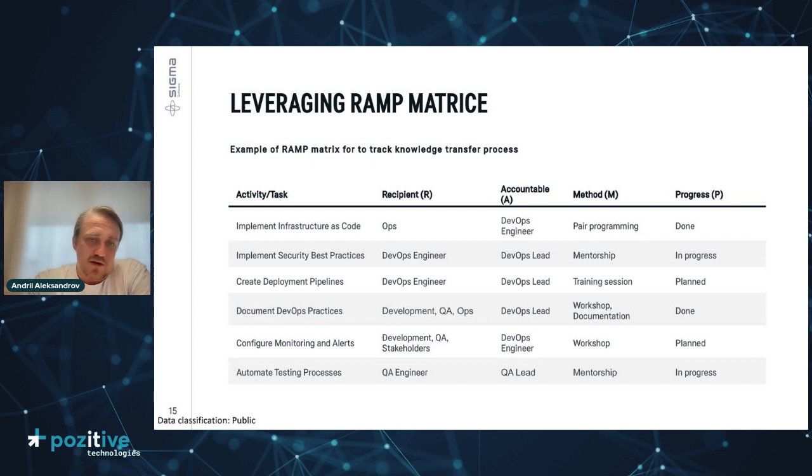Here we have the activity and task. We have the recipient of our knowledge. We have the accountable person who is responsible for giving all the information. We have the chosen method, and we have tracking of progress. With such a matrix, you could easily assess your current status of the knowledge transfer activities. You could understand what's going on, and you could also have that nice overview of all this stuff.